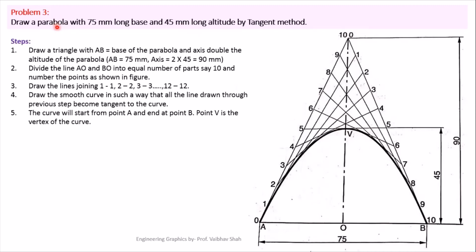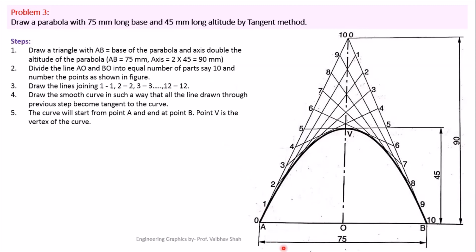So understand, many times students get confused, so always understand what we are talking about. We are talking about a parabola. So this is the height of the parabola, not the height of your isosceles triangle. So draw the triangle with base AB and axis double the altitude of your parabola. Here the base is given as 75 mm and the axis is given as 45 mm. So we have to take twice the axis, or double the dimension of your axis: 2 into 45, 90 mm.